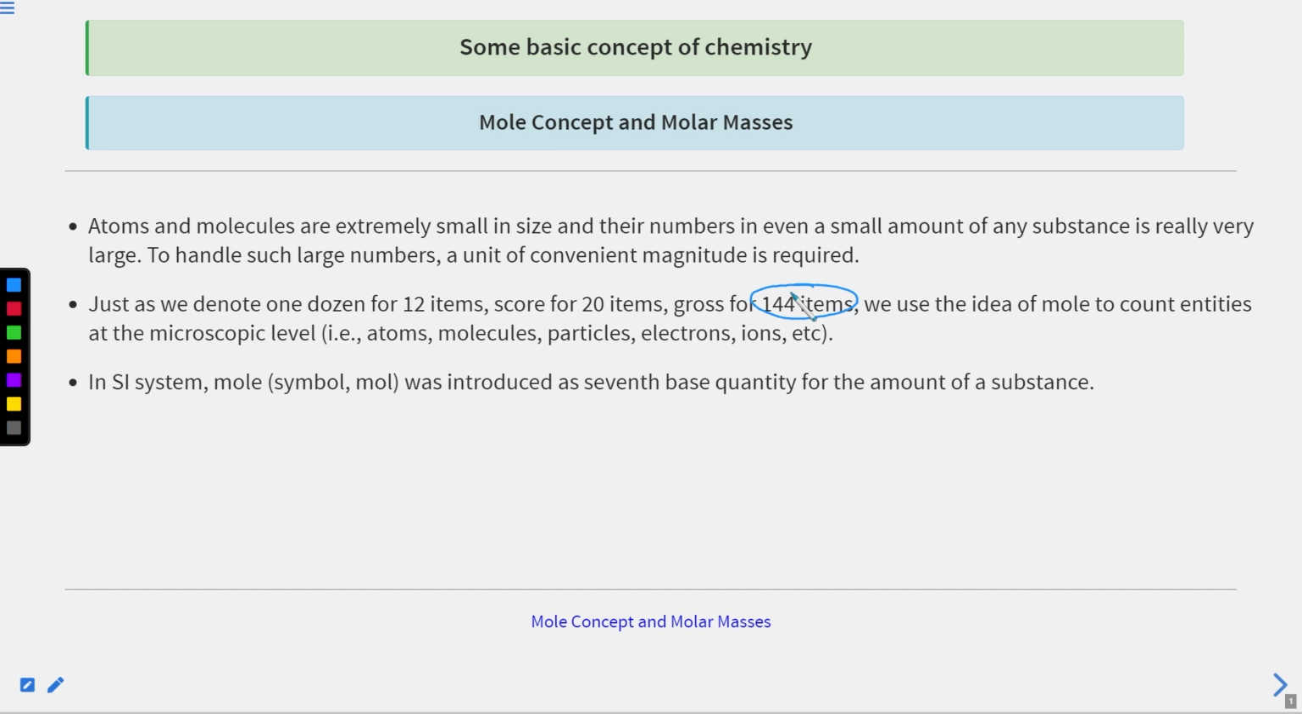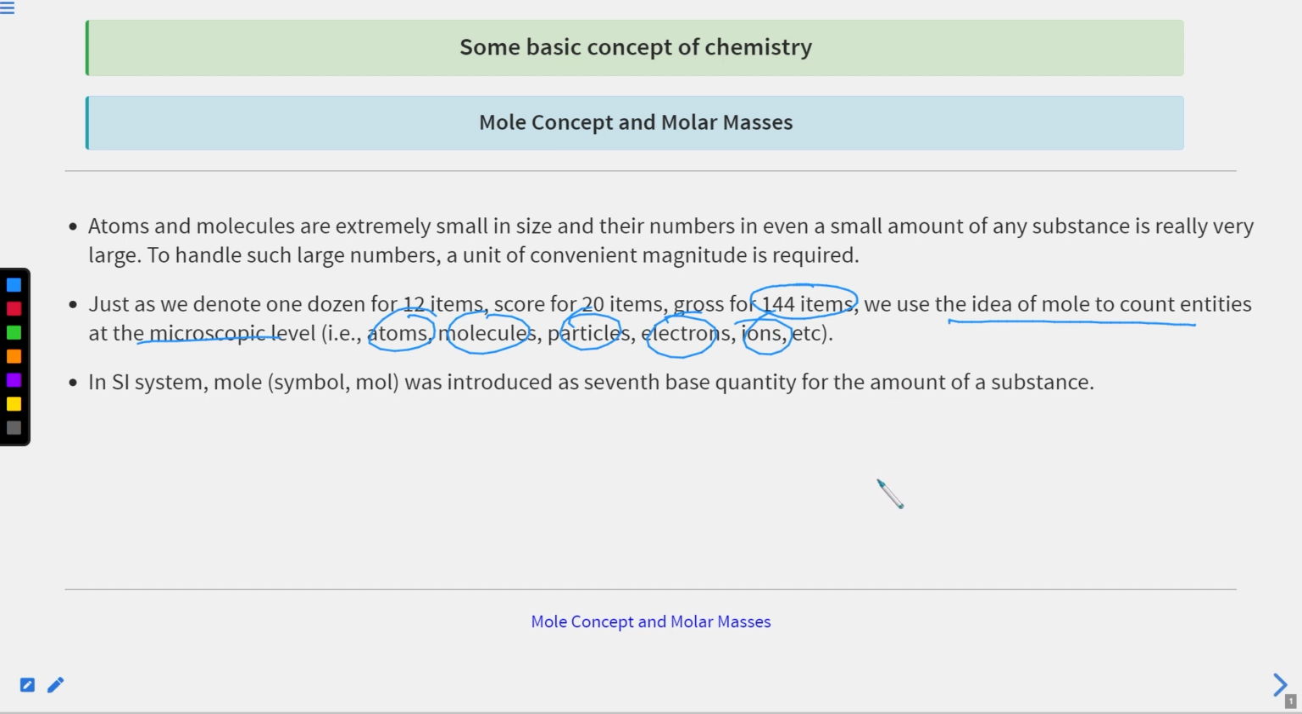Generally we use this for atoms, molecules and ions, because for them this value, that is 6.022 into 10 to the power 23, is the number of constituents present in 1 mole. It is good for atoms and ions and all. We do not have any use of it in the physical world, because that much amount is never used here. So we can say that mole is nothing but an easy way of counting entities at the microscopic level, say atoms, molecules, particles, electrons, ions.